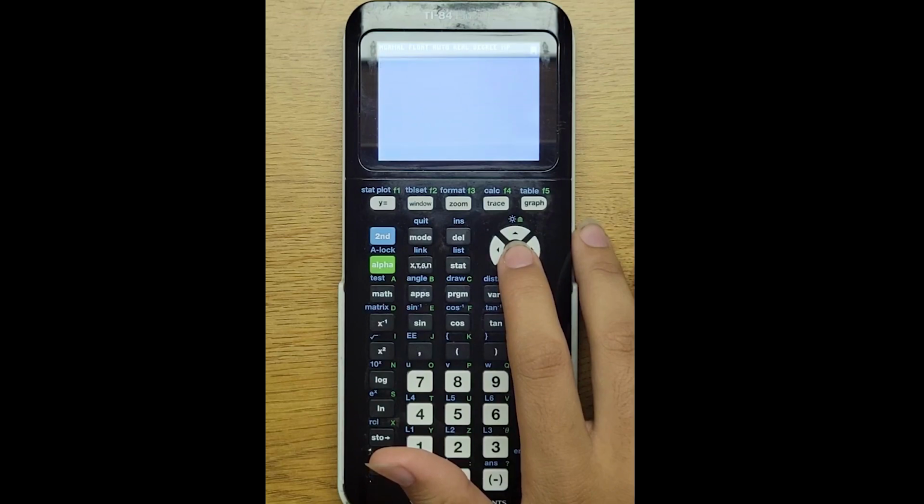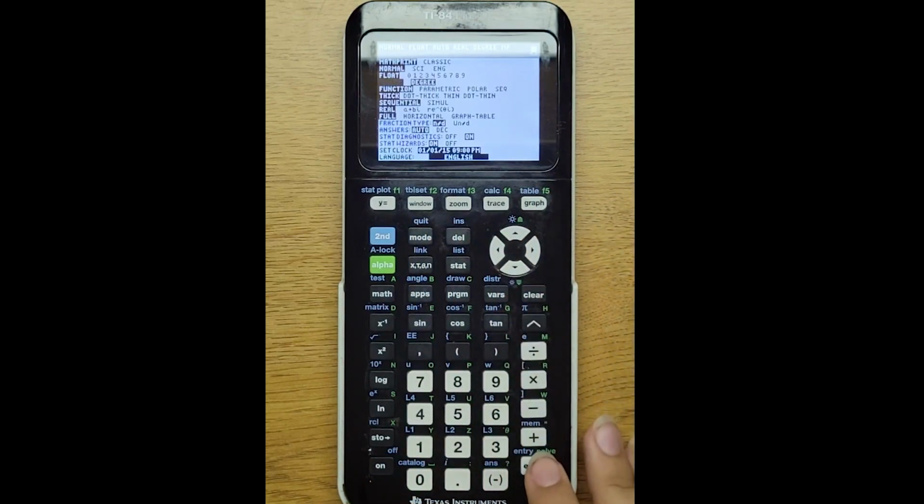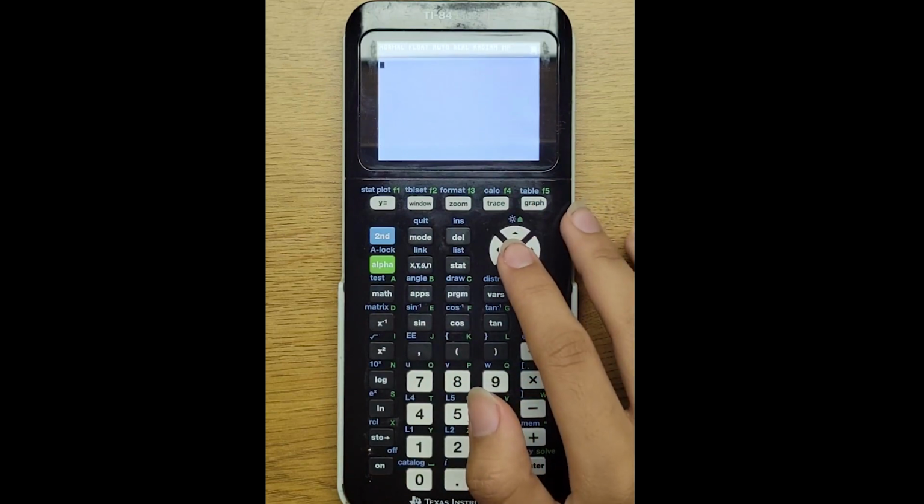So, before we do anything, we should go into mode, go all the way down to where it says radian and degree, and select enter on radian, just to make sure that we're in radians. Now we can press second quit, and now we can start the integral.